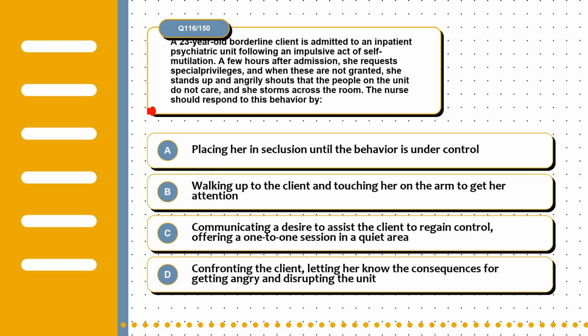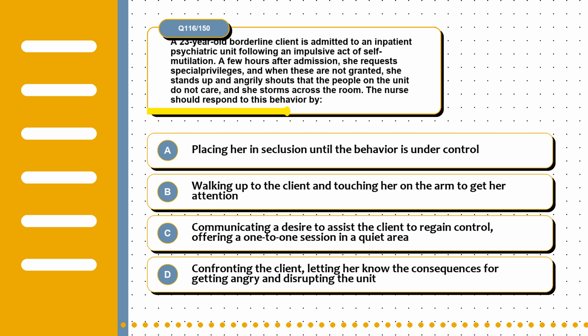Question 116. A 23-year-old borderline client is admitted to an inpatient psychiatric unit following an impulsive act of self-mutilation. A few hours after admission, she requests special privileges, and when these are not granted, she stands up and angrily shouts that the people on the unit do not care, and she storms across the room. The nurse should respond to this behavior by.